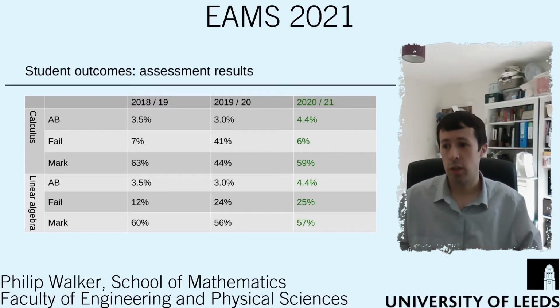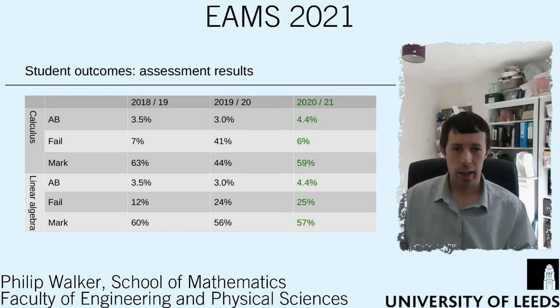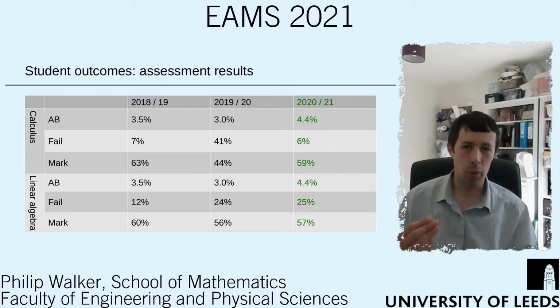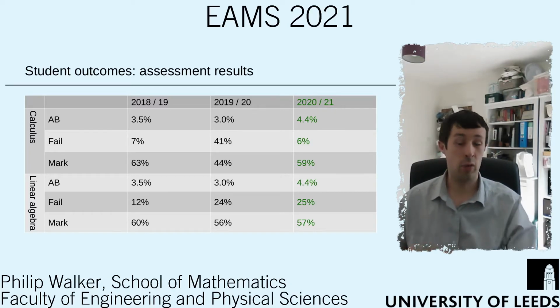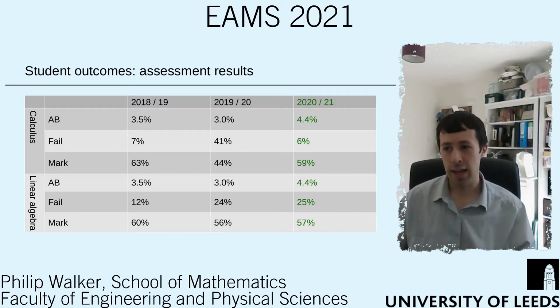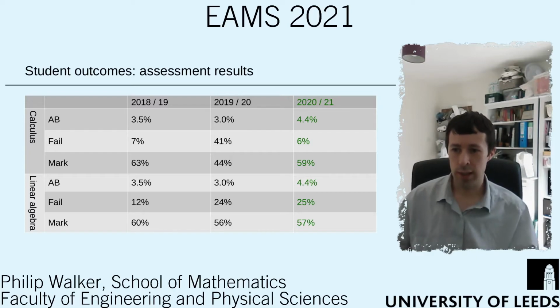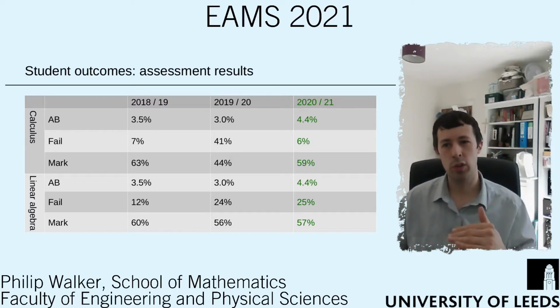And so you can kind of see that in some ways my implementation of this experimental assessment method marked a return to normal from the point of view of student outcomes on the assessment, right, where the fail rate came back down, the average mark moved significantly back up towards where it was, while the linear algebra in some ways maintained the performance of the previous year.